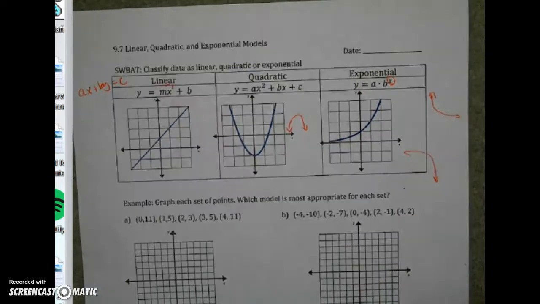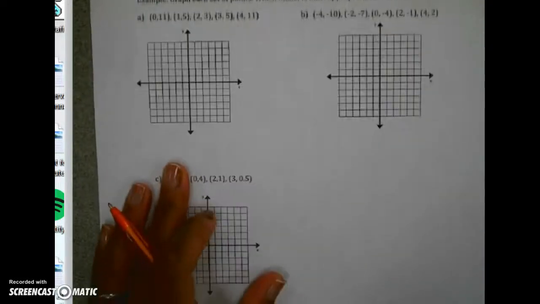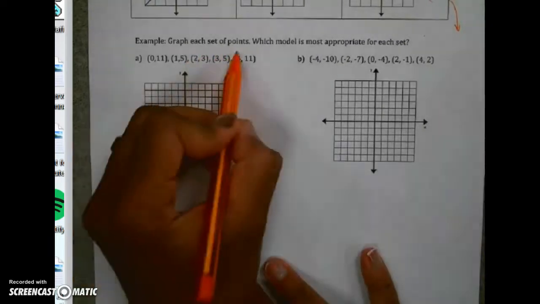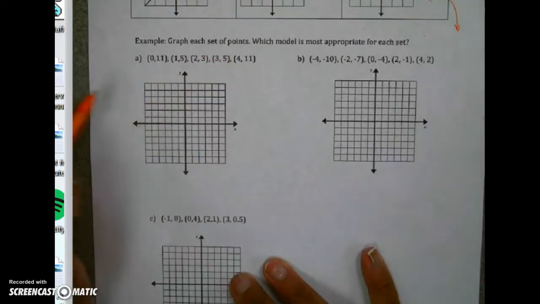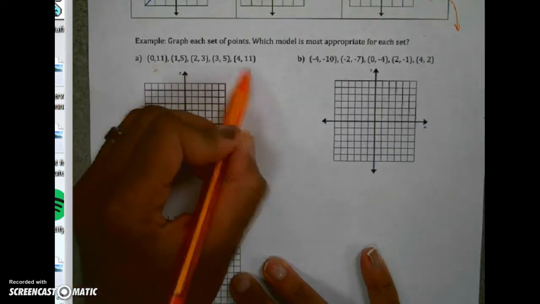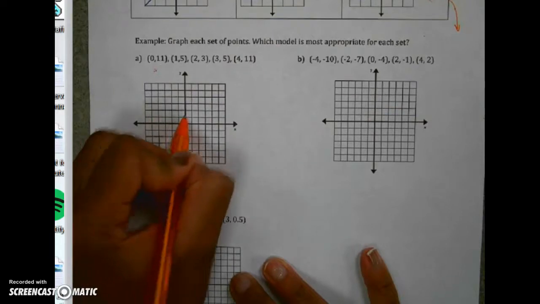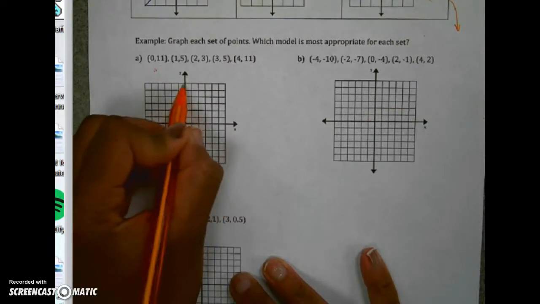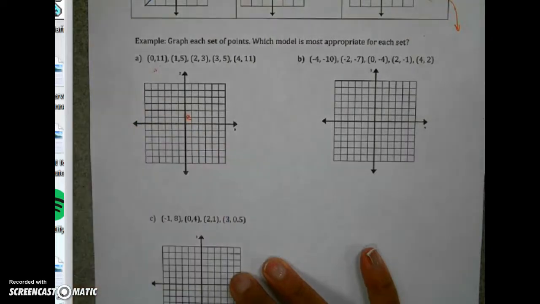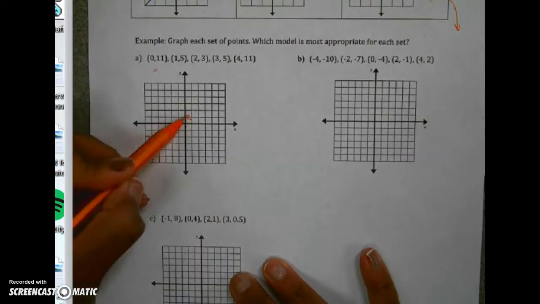So today we're going to classify some data as either linear, quadratic, or exponential. So the first thing that we need to do is to graph each set of points, and then we're going to determine which one it fits. So looking at all of these points right here, I see that I have to go all the way up to 11 for the y's, and I have 1, 2, 3, 4, 5, 6 lines. So for this equation, I'm going to have to go by 2's instead. I'm going to go by 2, so each line is 2.